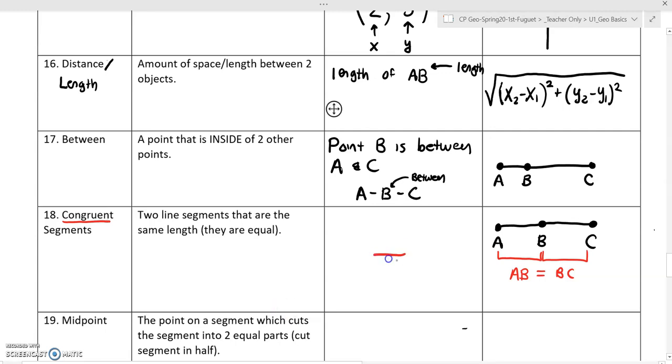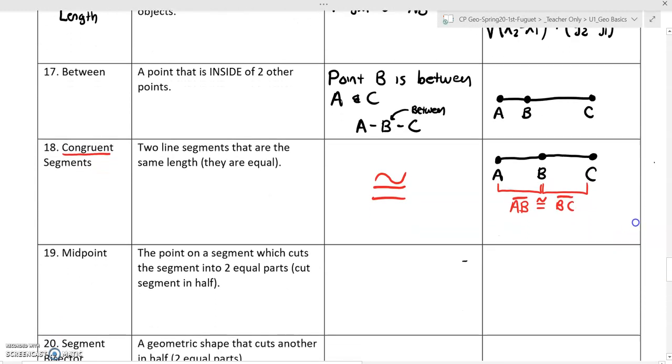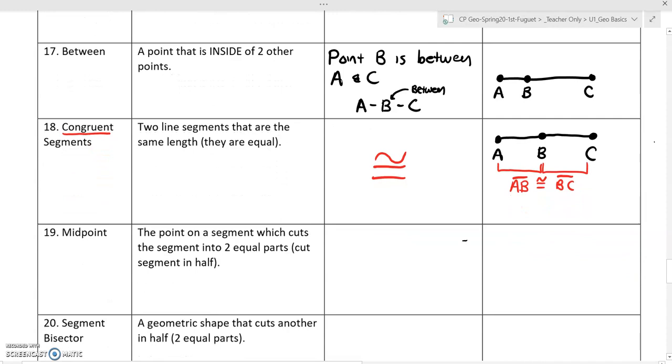The symbol that we're actually going to use for this is the equal sign, and we're going to have this little squiggle, which is called a tilde, for it. So I'm going to readjust this and say that AB is congruent to BC. And that means that B has a special name. We're going to call it a midpoint, okay?